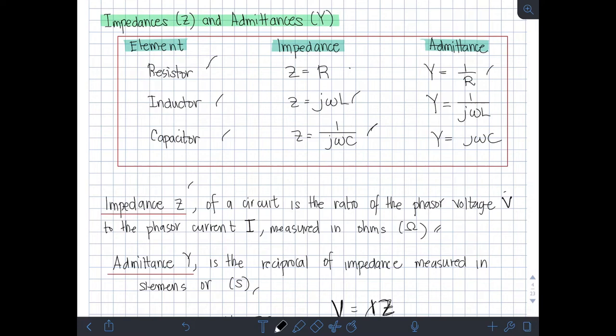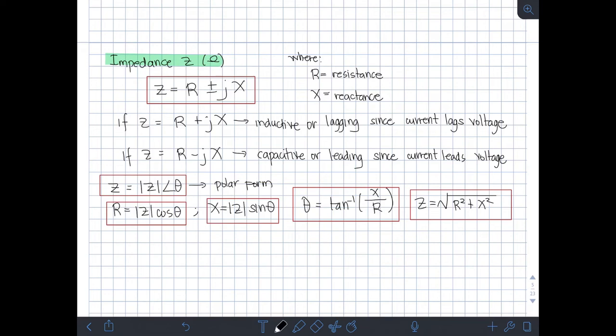Okay? Now, as a complex number, yung impedance Z, pwede nating isulat as equal siya sa R plus minus JX in rectangular form, right? Where R is the resistance and X is the reactance. So, yung R natin, siya yung resistor natin dun sa circuit. Kapag naman reactance, siya yung impedance or resistance ng ating mga inductor or capacitor sa circuit. So, meron tayong dalawang case.